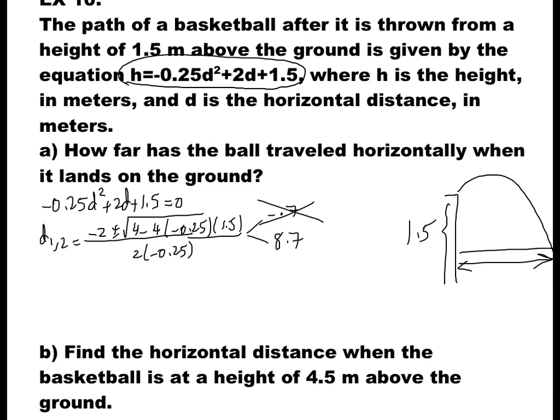Now you may say, what is this negative 0.7? Remember, this is the direction of the path of the ball. If I continue this to the left too, which is going to be negative, this is negative 0.7. So it gives me two answers, but one of them is not acceptable. So the answer to part A, how far, is 8.7 meters.